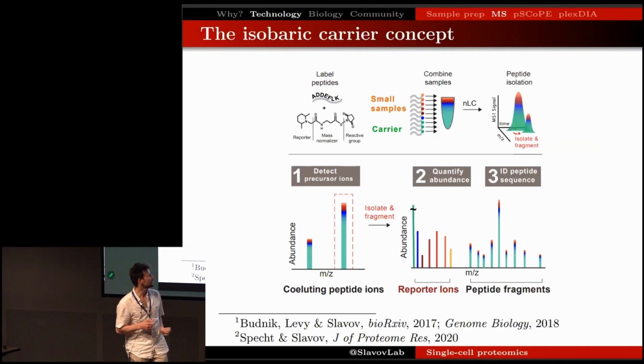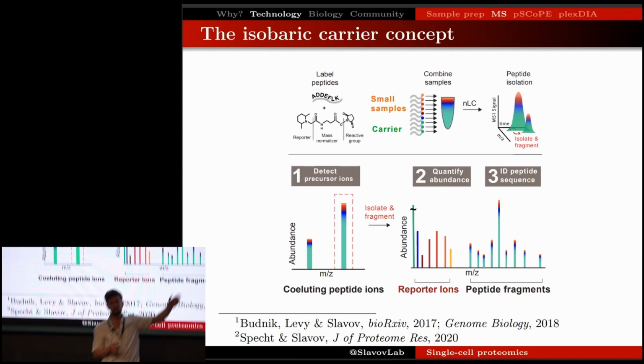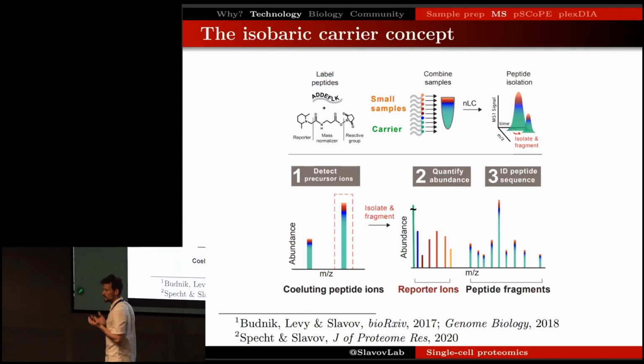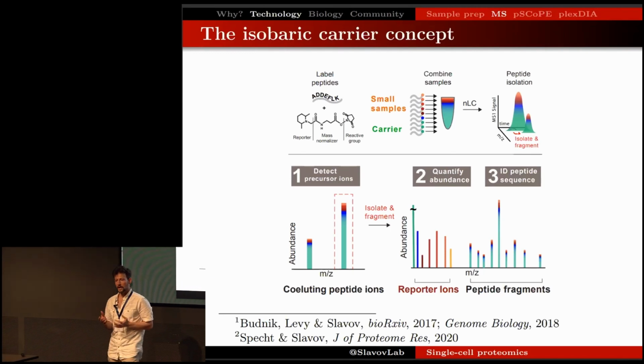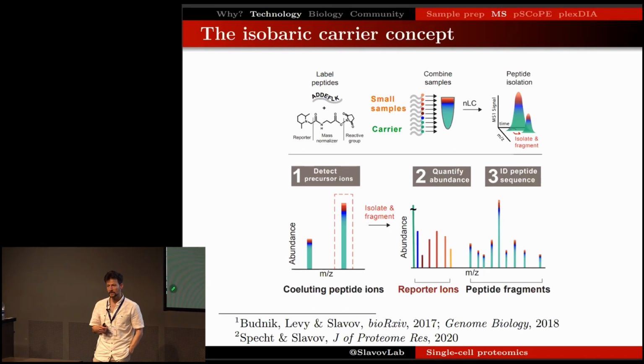And with this experimental design, the peptide fragments are going to be the pooled amount of peptides from all the single cells that are analyzed together and the carrier. And this really allowed us to achieve a higher level of robustness, higher depth of identification.